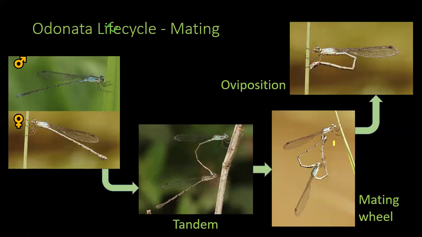Once the mating is complete, the female moves on to laying her eggs. That part could happen in different ways, depending on the species. I'll give you a few examples.